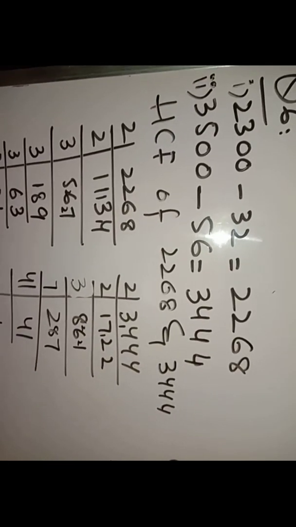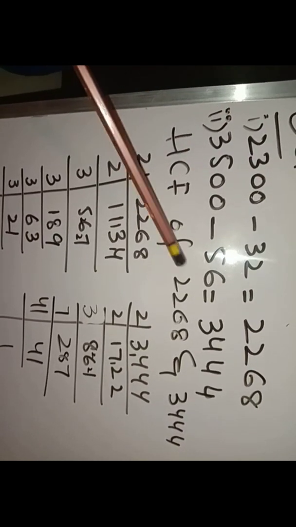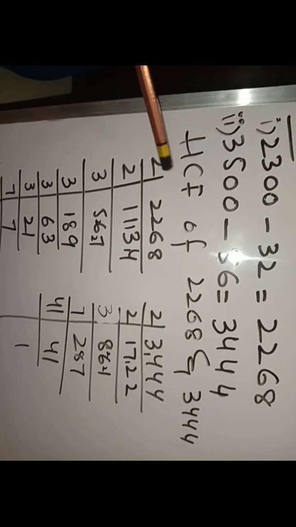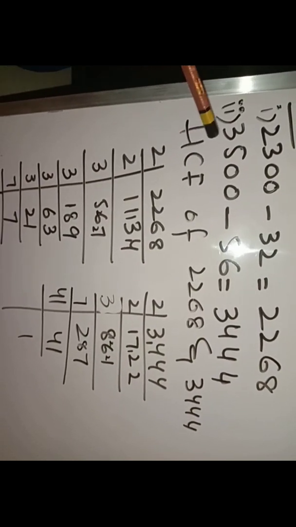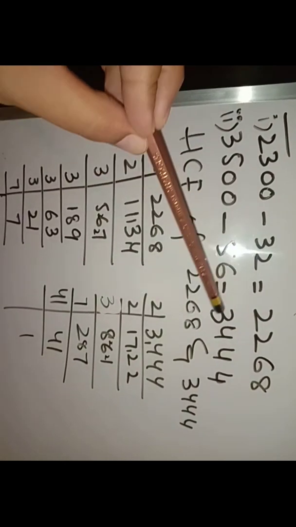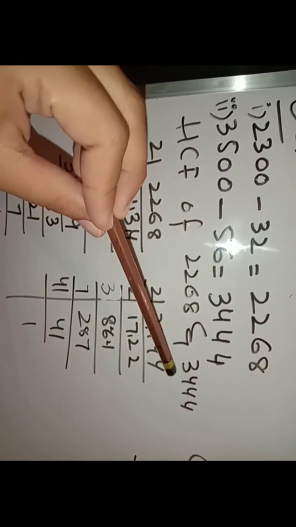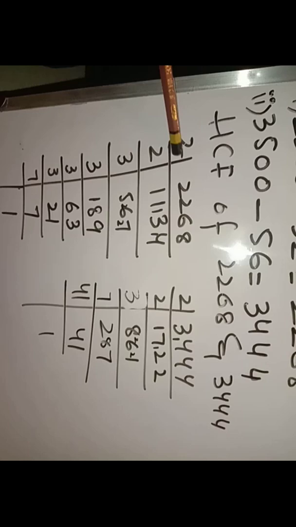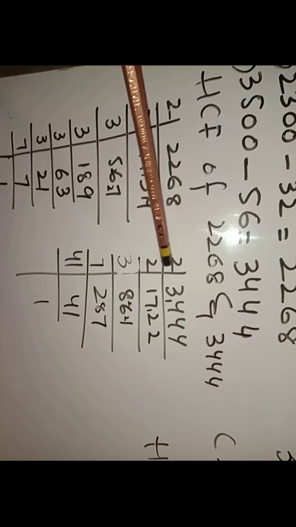First of all, we find those numbers by subtracting their remainders. Let's have a look. By subtracting their remainders, we got 2300 minus 32 is equal to 2268, and 3500 minus 56 we have 3444. Now for finding the greatest number, we have to take the HCF of both the numbers. 2268 gives 2 times 2 and 4 times 3 and 1 times 7, and 3444 gives us 2 times 2, 3, 7 and 41.